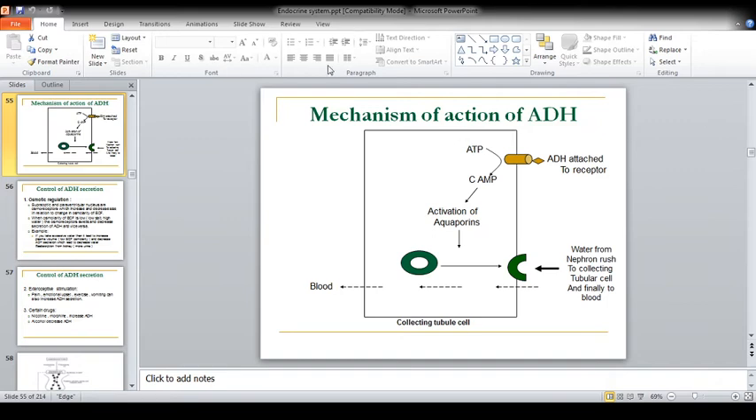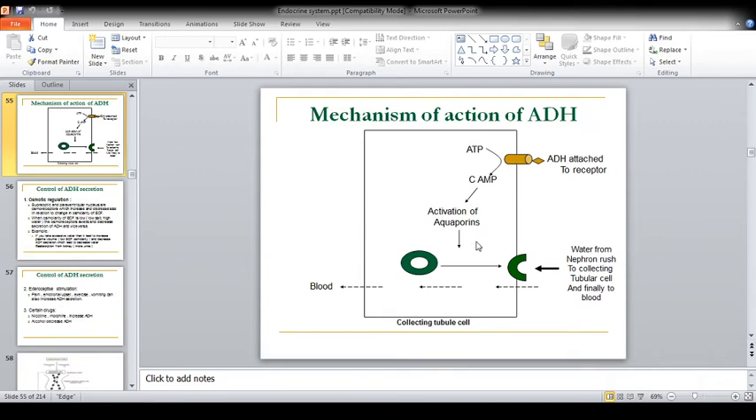So there are osmoreceptors which are present in the paraventricular nuclei and supraoptic nuclei. If the osmolarity is decreased, there would be less ADH secretion, and if the osmolarity is increased, there would be more ADH secretion. So supraoptic and paraventricular nuclei synthesize ADH and release it, and the posterior pituitary stores it and then secretes it into the blood.